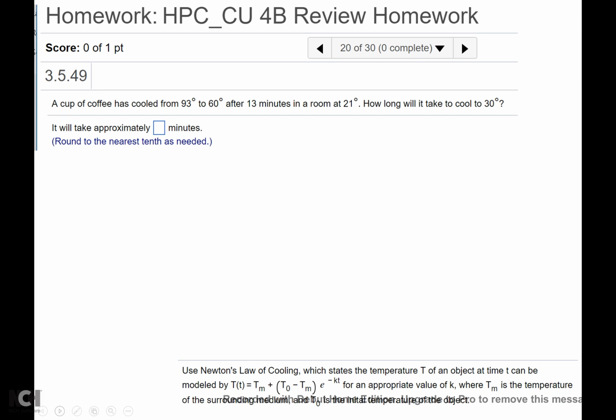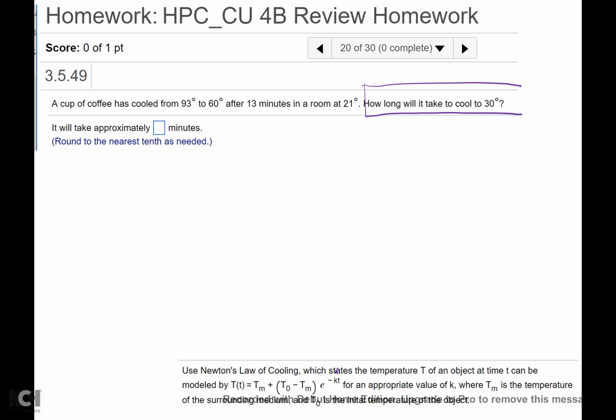Alright, a cup of coffee is cooled from 93 degrees to 60 degrees after 13 minutes in a room at 21 degrees. How long will it take to cool to 30? You've got to do two problems here. To answer this question, we first have to figure out this constant of variation.